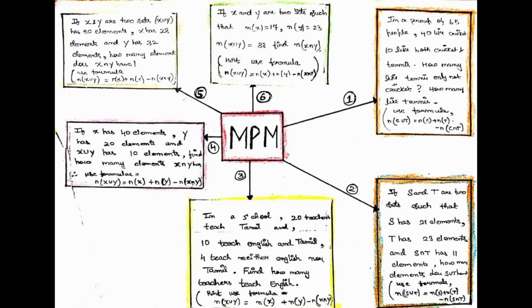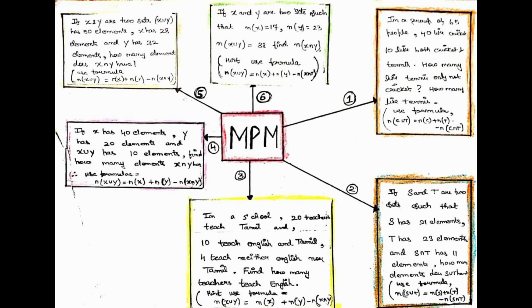Fourth, if X has 40 elements, Y has 20 elements and X union Y has 10 elements, find how many elements X intersection Y has. So we have to find how many elements X intersection Y have. The hint, the formula, is n(X ∪ Y) = n(X) + n(Y) − n(X ∩ Y).